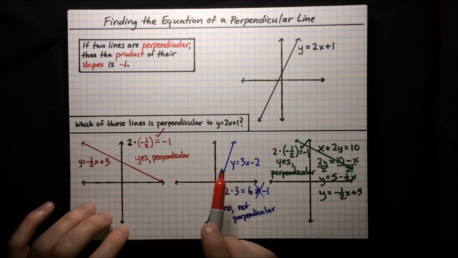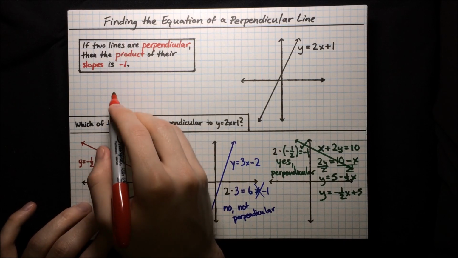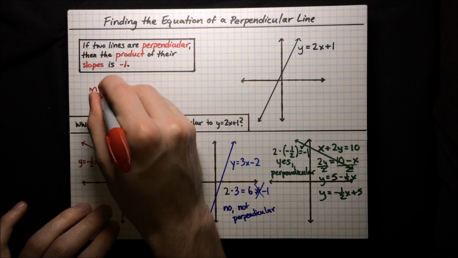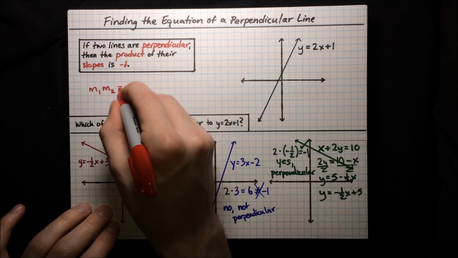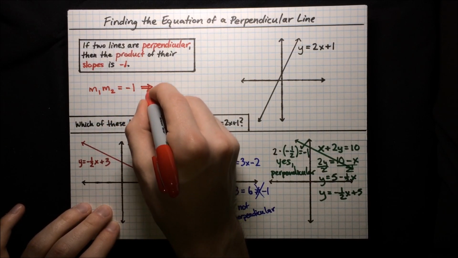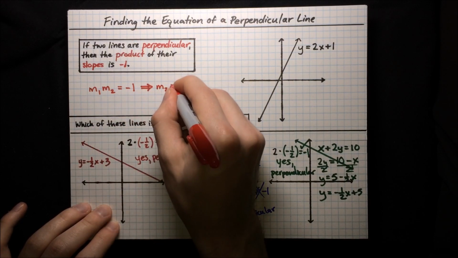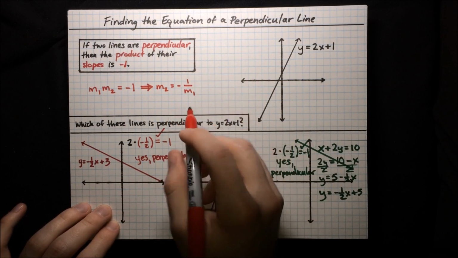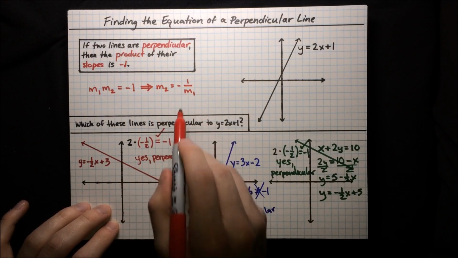Say we have two slopes which are perpendicular. Then we know the product of the slopes is -1. Let's just call slope 1 m1, and slope 2 m2. So if these lines are perpendicular, then the product has to be -1. And if we rearrange that a bit, if we divide by m1, then we just get m2 equals -1 over m1. And so that tells us that one of the slopes has to be the negative reciprocal of the other.